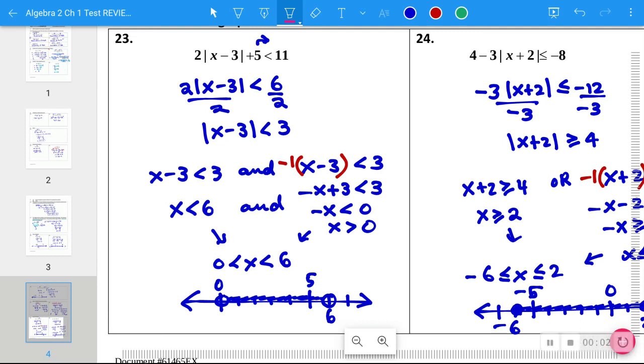Okay, this is problems 23 and 24, the last two problems on the Algebra 2 Chapter 1 test review example sheet. And what I'm going to do here is, first of all, try and isolate this absolute value part. So first I subtract 5 from both sides. 11 minus 5 would be 6. Then I divide both sides by 2 to get rid of the 2 that's in front. So 6 divided by 2 would be 3.